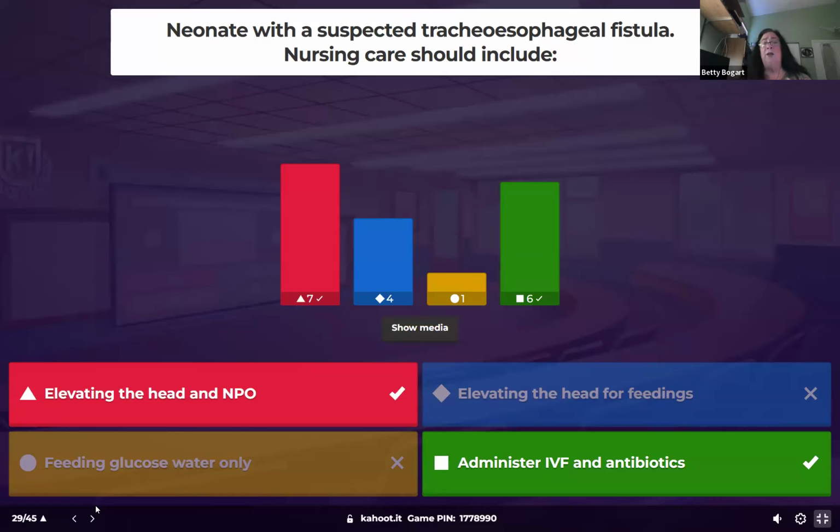So this child, elevate the head of the bed, NPO. We're going to have suction at the bedside. And because they're just swallowing their own spit, they are having mini aspirations, we'll give antibiotics prophylactically so we don't get a pneumonia from these mini aspirations that are going on.